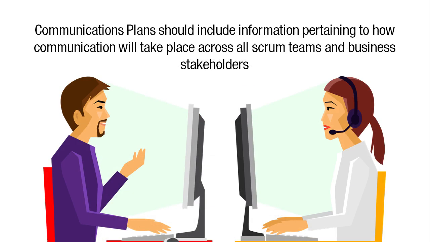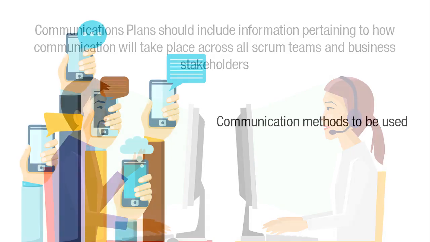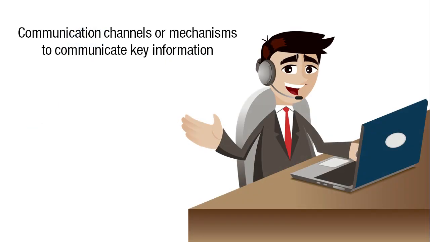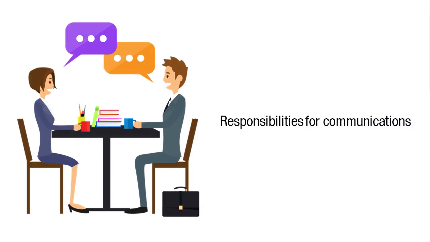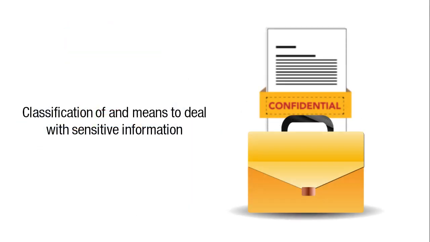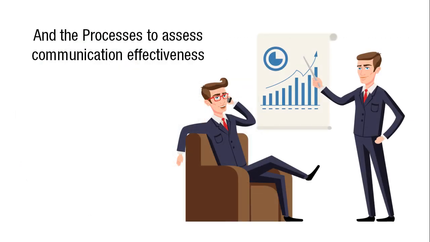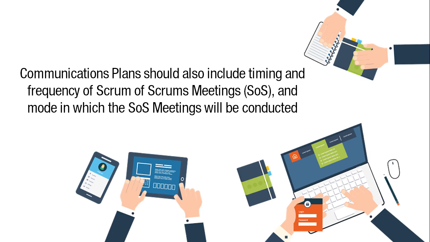A communications plan should include information pertaining to how communications will take place across all Scrum teams and to business stakeholders, including the communication methods to be used, the communication channels or mechanisms to communicate key information, the responsibilities for communications, the classification of and means to deal with sensitive information, the timing of communication activities, and the processes to assess communication effectiveness. The communications plan should also include the timing and frequency of the Scrum of Scrums meetings and how these meetings will be conducted.